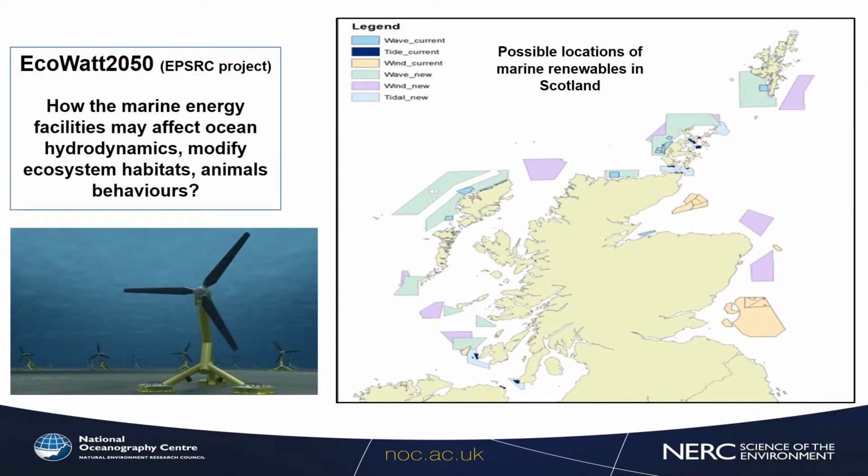Funded by EPSRC, this project was interested in seeing how marine energy devices might affect animals, habitats, and coastal sites around northwest Scotland. The map on the right shows possible locations of marine renewables. These are areas of large tidal range and fast tidal currents.